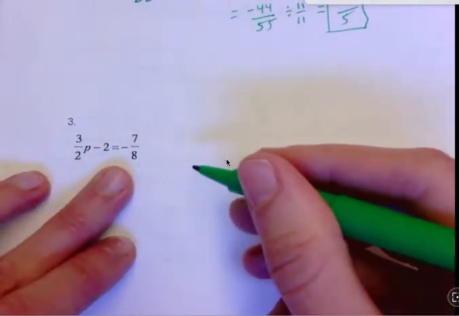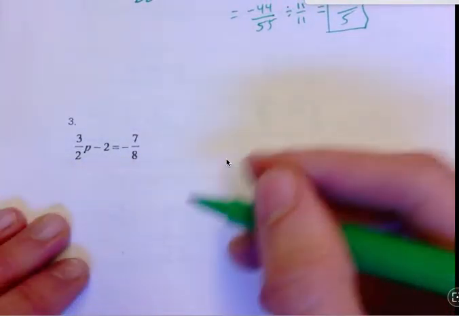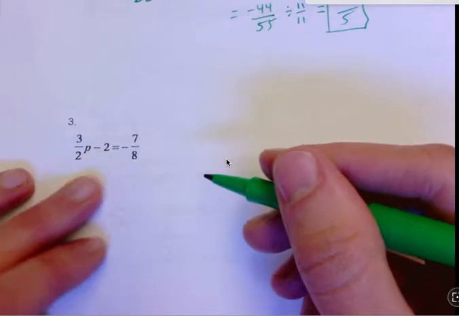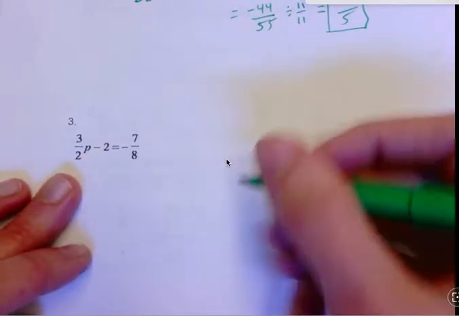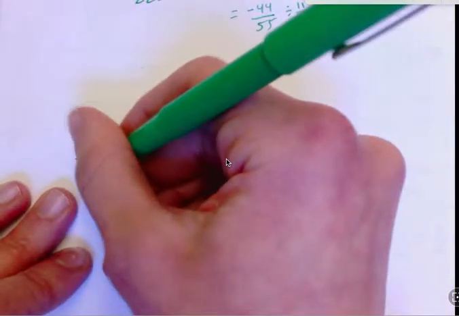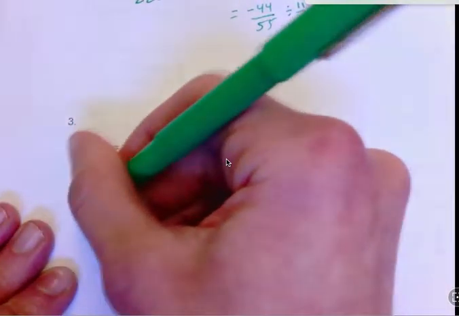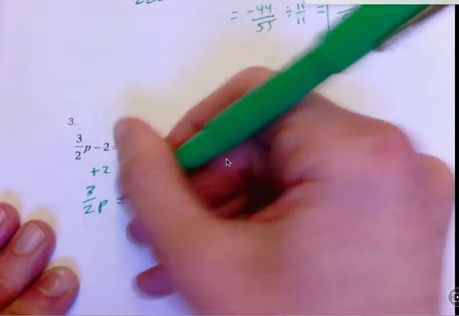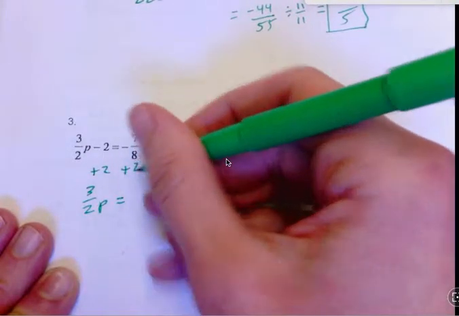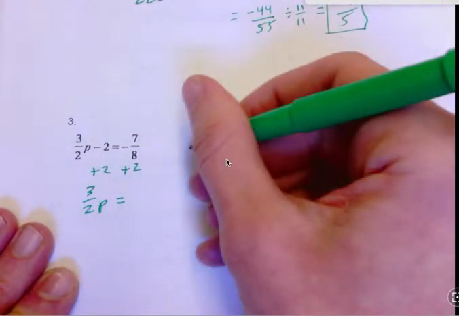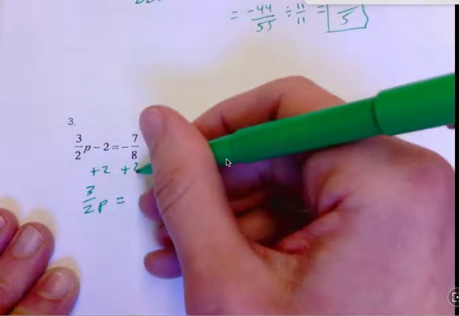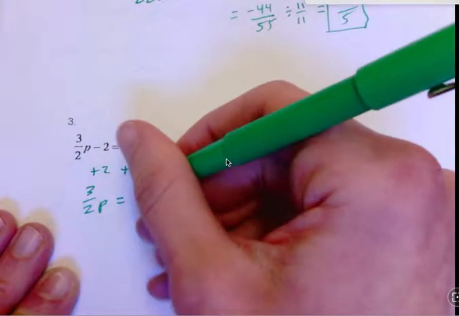3/2 times p minus 2 equals negative 7/8. And this is one where we can't immediately see a quick relationship here. We have to add the 2 to both sides. And then we get 3/2 p equals, let's see, this is going to be 2 minus 7/8, so that would be 1 and 1/8.